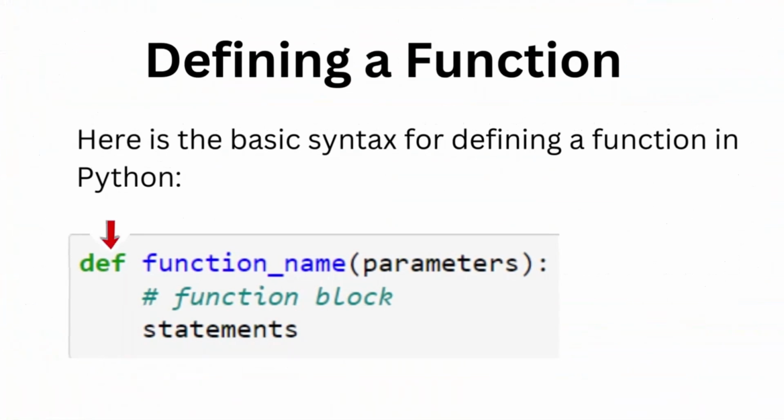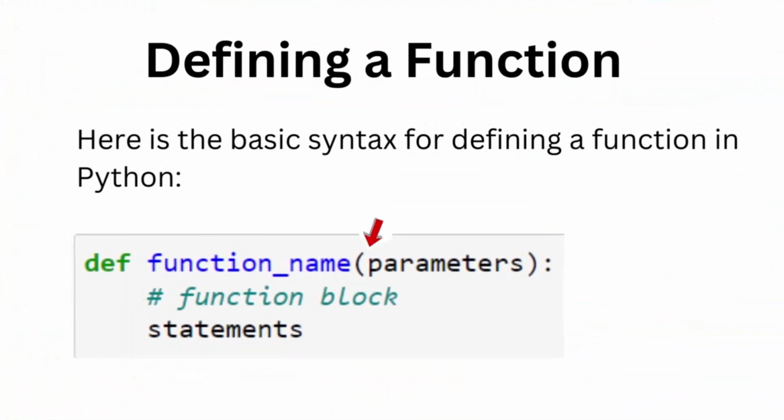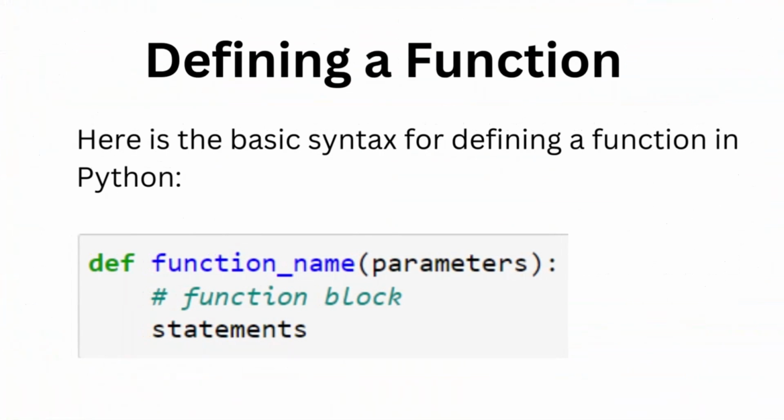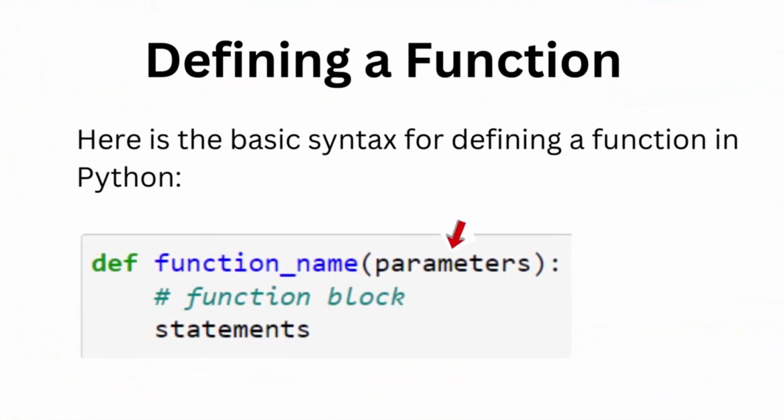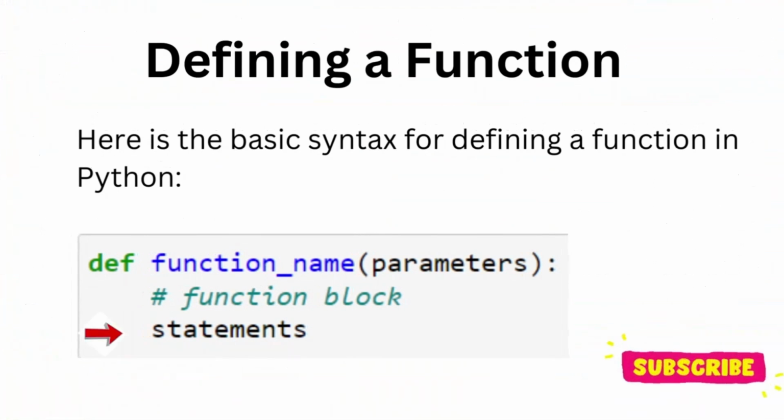You start with the def keyword, followed by the function name. Then you open parentheses. You type your parameters. And after that, you close the parentheses, followed by a colon. And once you hit enter, you make sure that you have an indented block called the function block, where you type in the statements that you would like to execute when you call the function that you've created.